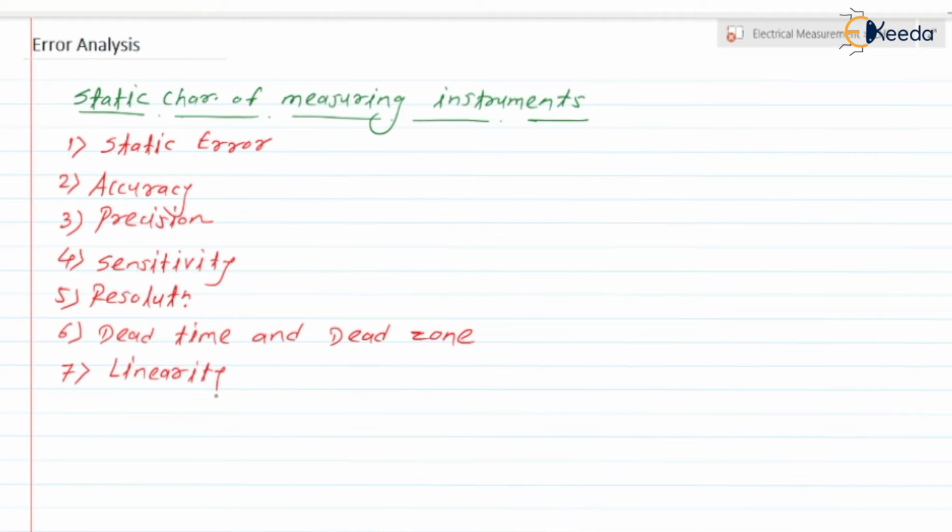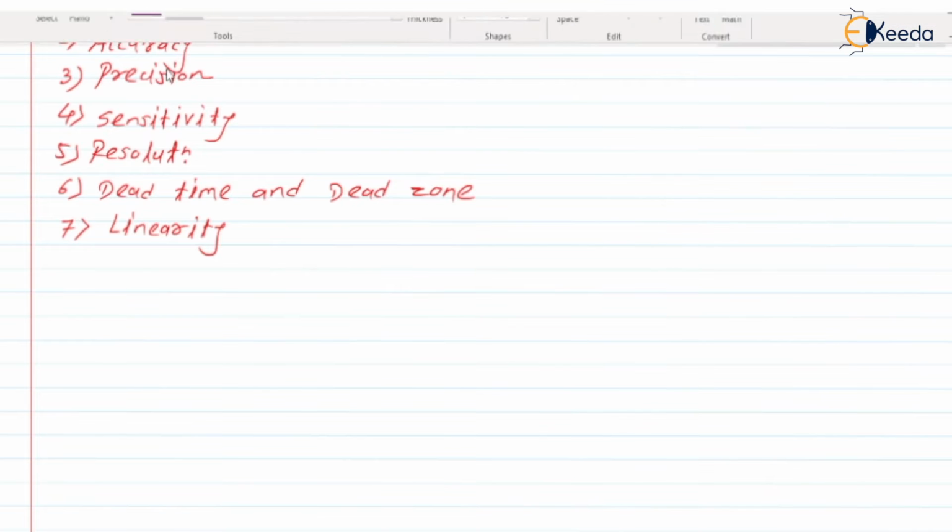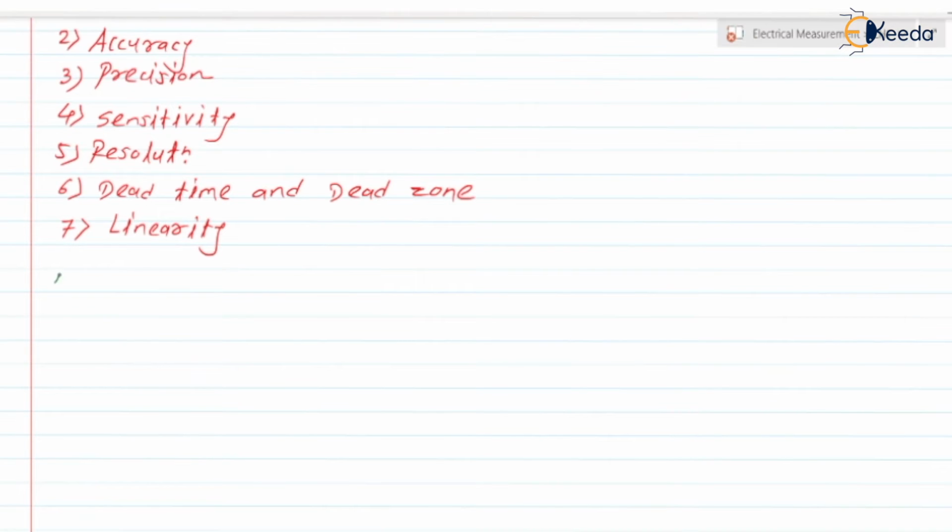Okay, so now one by one we are going to discuss in detail these static characteristics. After the completion of the static characteristics we will be moving towards the dynamic characteristics. So first of all let us discuss the static error. The first static characteristic is static error, so let us put the heading static error.